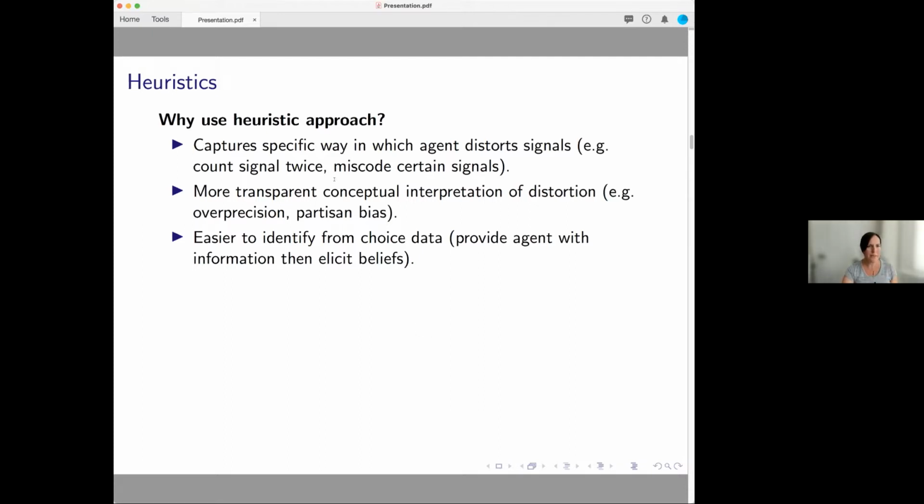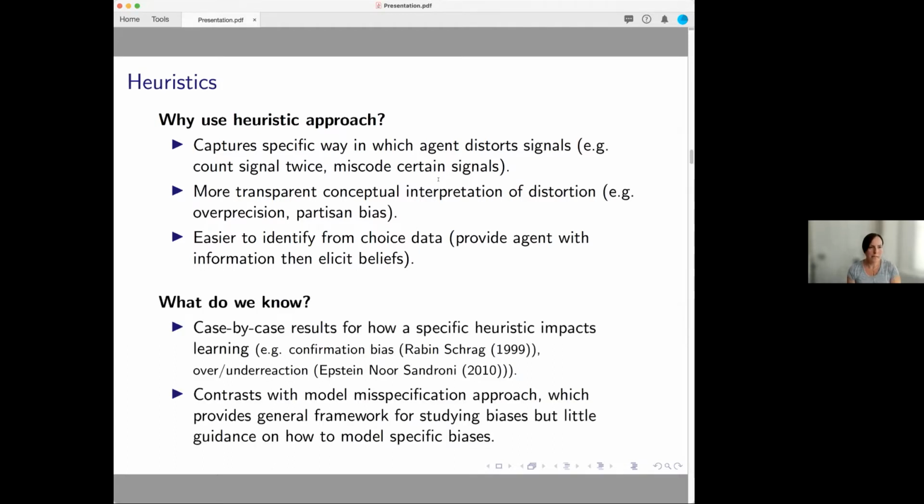It's also easier to capture the specific way in which agents distort signals. So you can think of a heuristic as more akin to what might actually be in somebody's head. For example, they're counting signals twice, they're overreacting, or they're having motivated reasoning, they're miscoding certain signals. If they do poorly on a test, they're justifying it as I had a bad day rather than I'm not very smart. So it's conceptually a bit more compelling. And also, if we wanted to take it to the data, it'd be easier to identify from choice data because you can provide agents with information and then elicit beliefs.